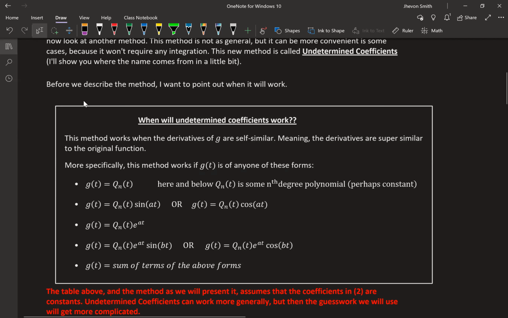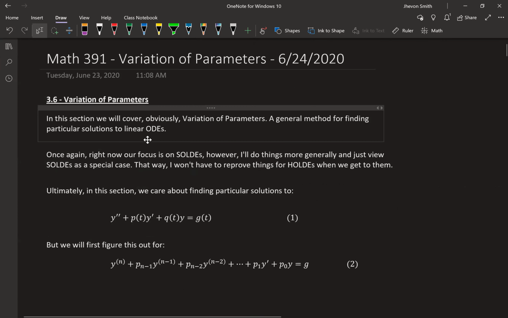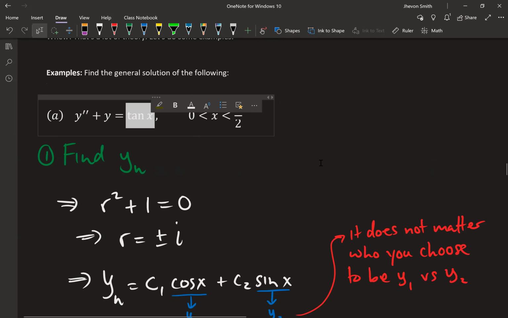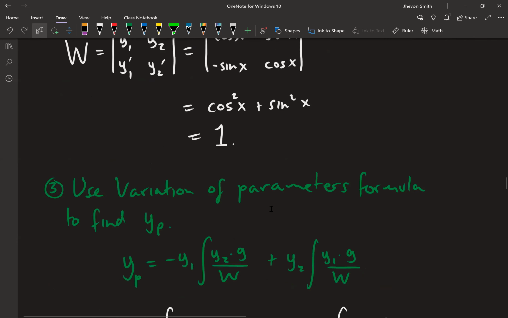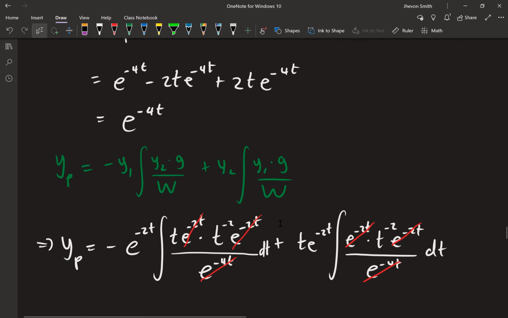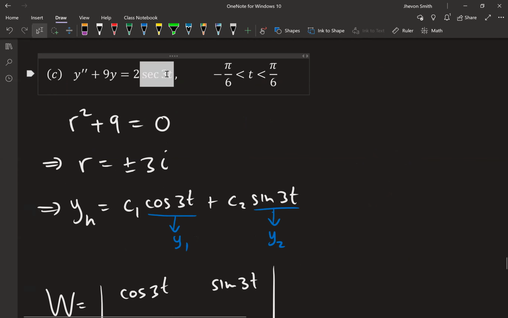That being said, let's look at a previous example that we just did. Here, this is a tangent. I want you to appreciate that undetermined coefficients could not work on this example because that's a tangent. It's not one of the nice forms. Why? It's not a polynomial times an exponential. If it was only an exponential, if it was only e to the minus 2t on this side, then we could do it. But with the t to the minus 2, we can't do it. With this one, that's a secant. Undetermined coefficients would not work on this example, right?